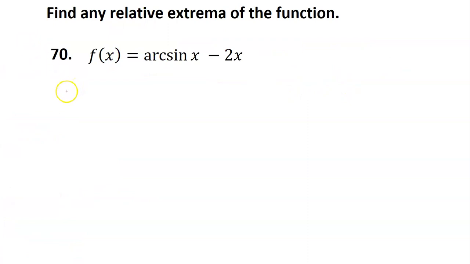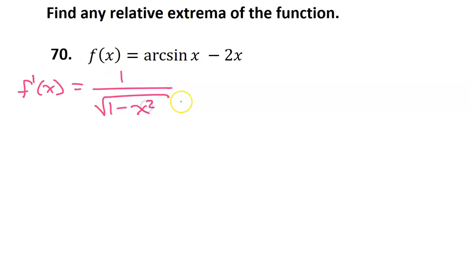Switching gears a little for number 70, we need to find any relative extrema of this function. If there are any relative extrema, they will occur at the critical numbers, which come from the derivative. So we have to find the derivative. The derivative of arcsine x is 1 over the square root of 1 minus x squared. The derivative of 2x is just 2.